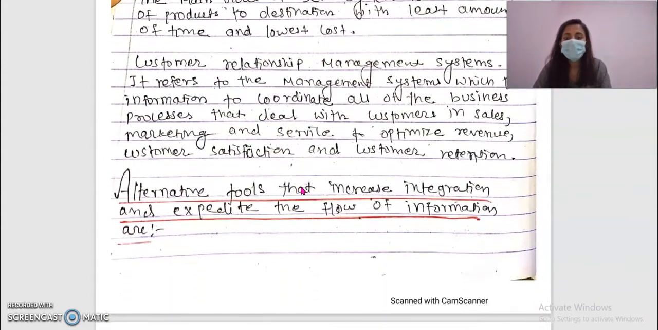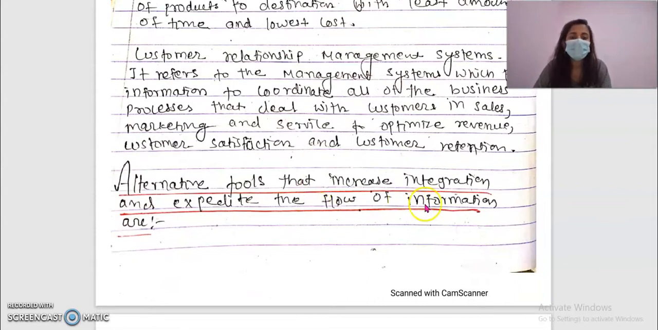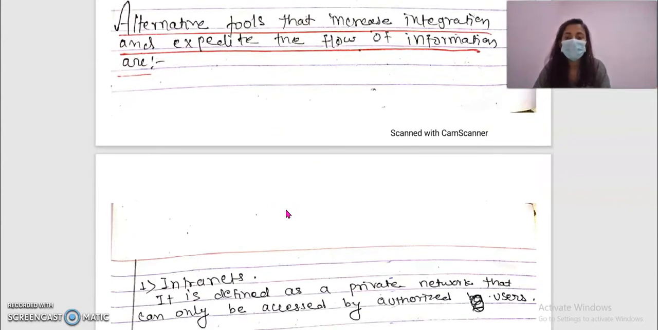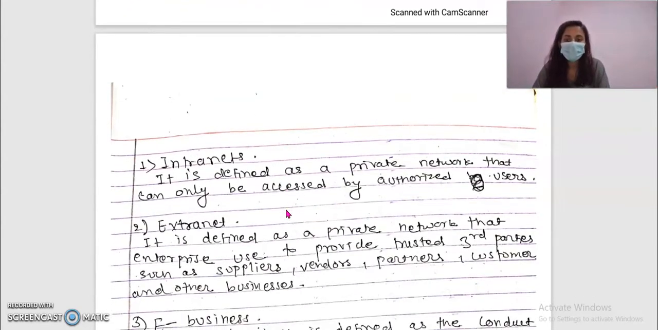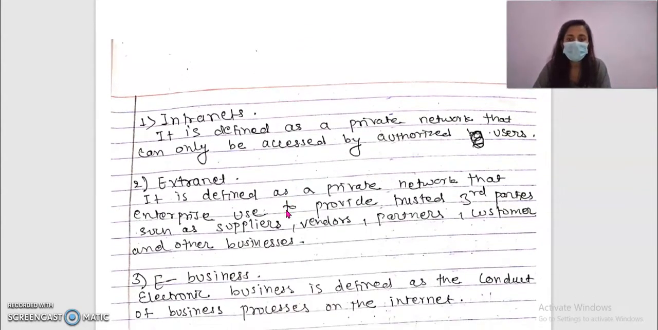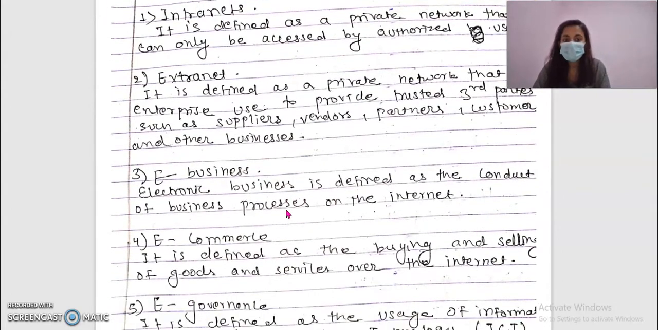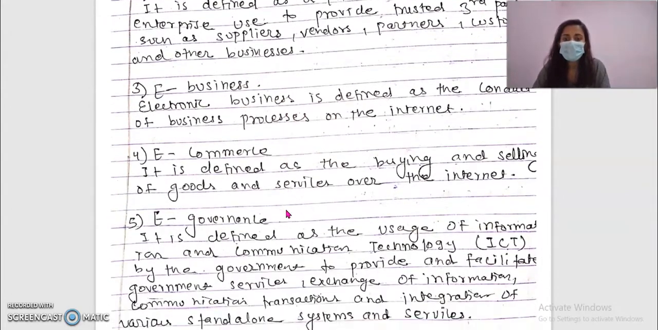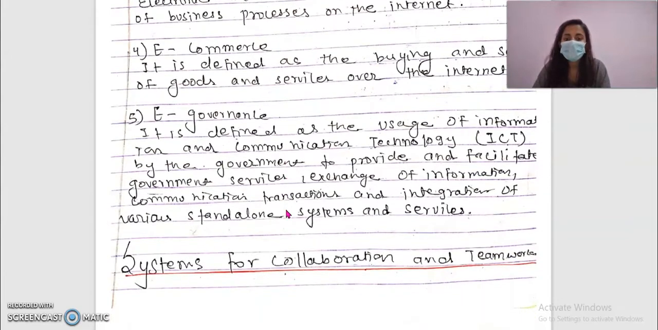Now moving to our next topic, alternative tools that increase integration and expedite the flow of information. First one is intranet. Second one is extranet. Third is e-business. Fourth is e-commerce. Fifth one is e-governance.